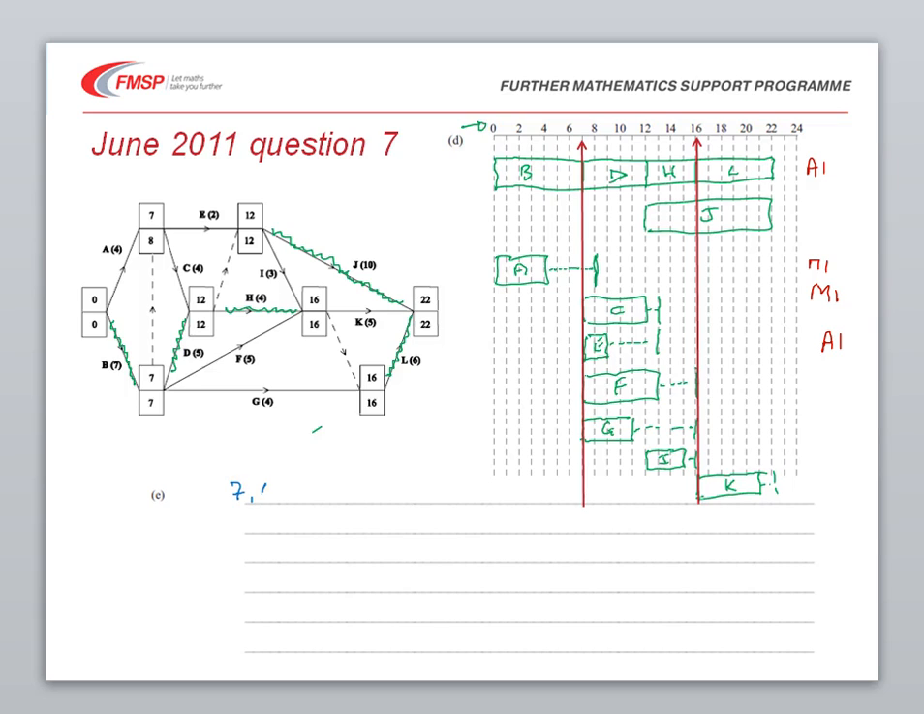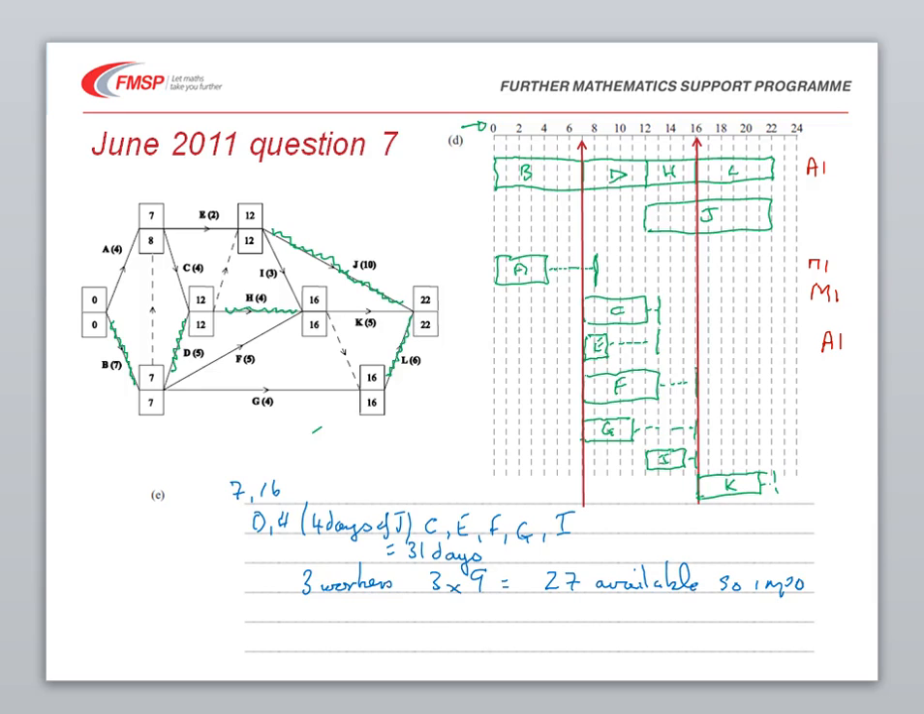So between 7 and 16 we've got 4 days of J, and then C, E, F, G and I, all of which need to be completed. And if you add those all up, you get 31 days. That's 31 man days. But with 3 workers, there are only 3 multiplied by 9, which is 27 days available. So therefore it becomes impossible to complete on time.